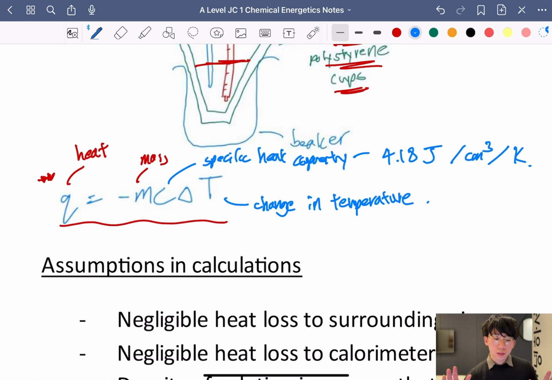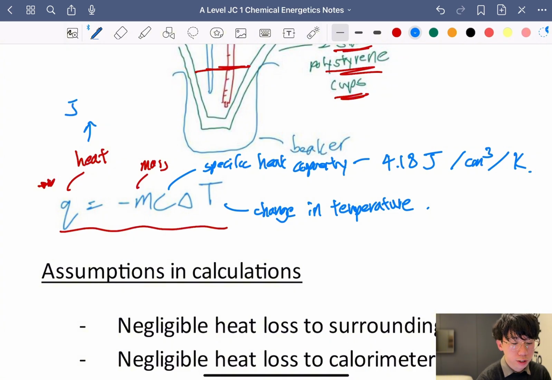Now, with Q equals negative mc delta T, you can find from the change in temperature the heat gained or lost in the experiment. This heat is usually in joules or kilojoules, and from there you can equate it to the enthalpy change itself.